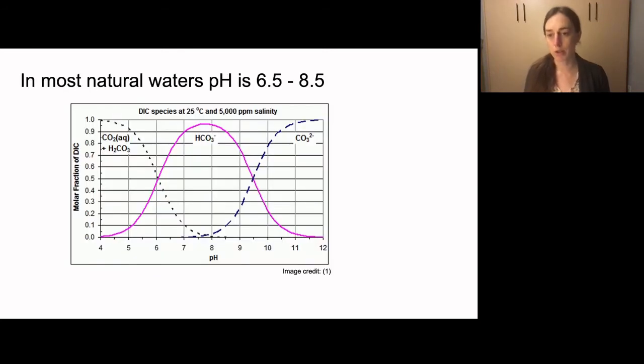So in most natural waters, our pH is between about 6.5 and 8.5. And so 6.5 is right here, and 8.5 is right here. So we can see when we're in this window of the majority of our natural waters, by and large, the dominant DIC species is bicarbonate. Okay, so keep that in mind when we move into this next piece.